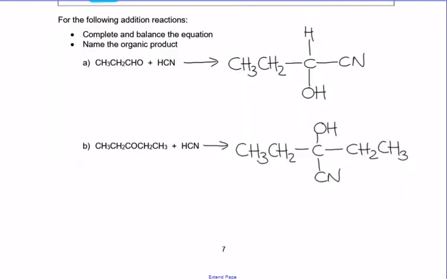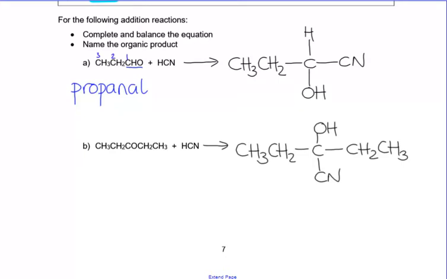So these are our balanced equations, and hopefully we've got that far. The naming is a little bit trickier. If we look at the name, just to start off with, of our aldehydes and ketones, make sure we're happy with those, we've got a 1, 2, 3 carbon, and it's an aldehyde because it says CHO at the end, so we've got prop and al.